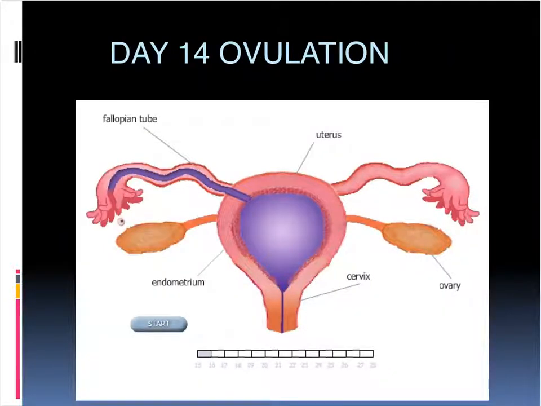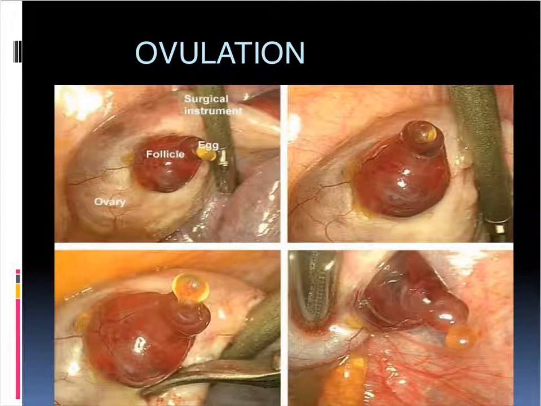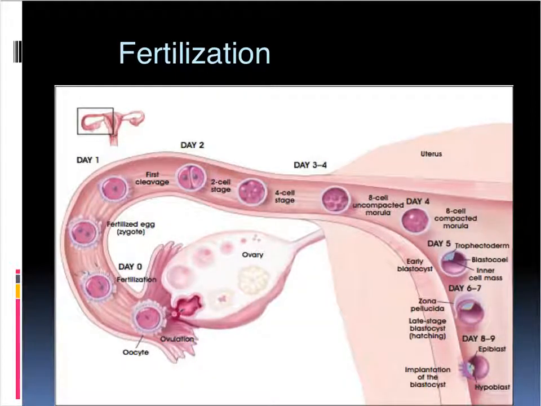Here we see the female anatomy. We see the ovaries, the fallopian or uterine tubes, the uterus, the cervix, and then the vagina. Here we see ovulation. We see the ovary, the follicle, and the egg being released, and there are 4 different images of the actual harvesting of the egg. Here we see the release of the egg from the ovary, the actual oocyte, which is the egg, from day 0 all the way to implantation between day 7, 8, and 9.